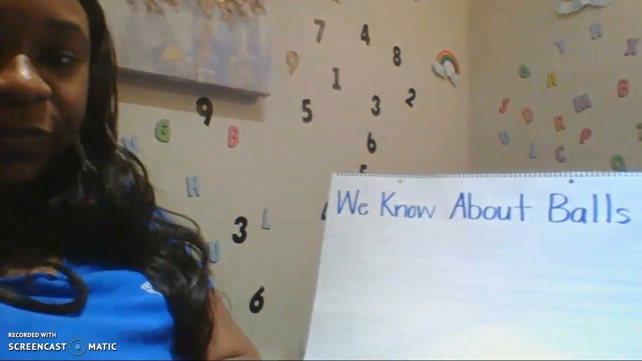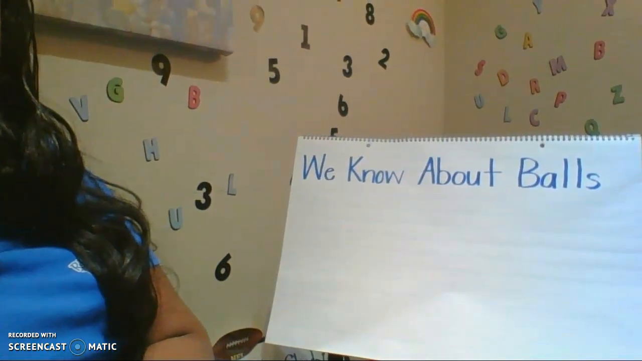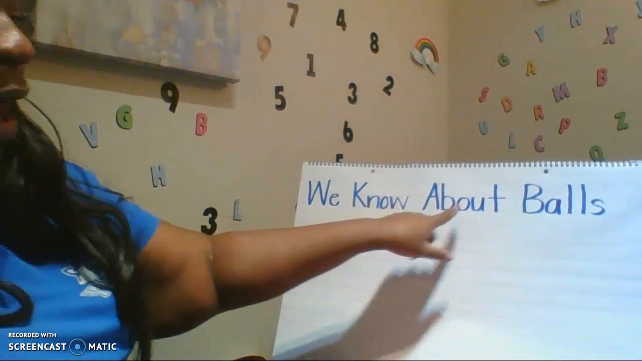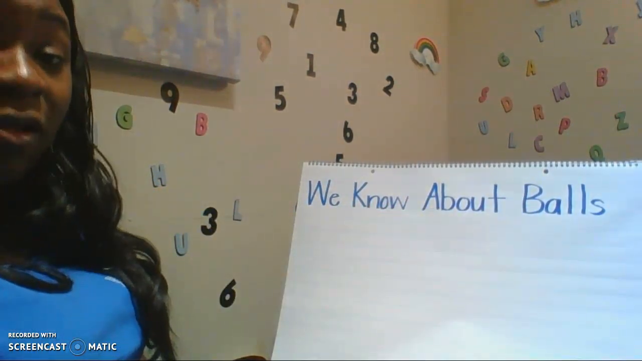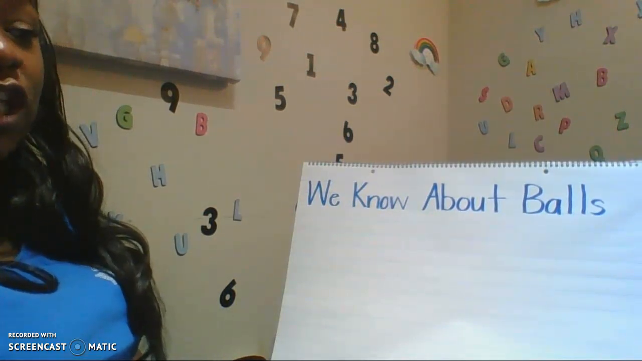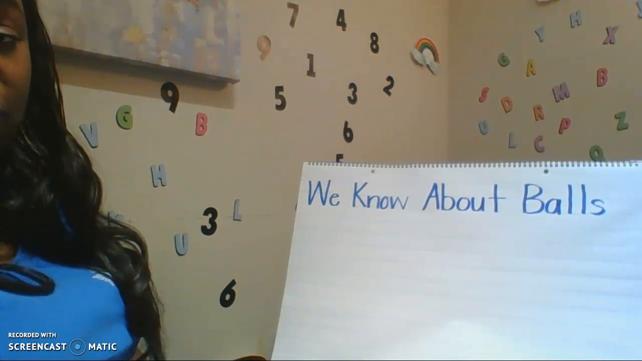We're writing sentences about what we know about balls. We are learning about balls, and as we go along, we will add more and more sentences to our writing, okay? So, Miss Charles is going to turn her camera around so that you can see the chart. So, our title is We Know About Balls. Do we know about balls? Yes, and we are learning more and more about it every day. So we're getting ready to write about balls.